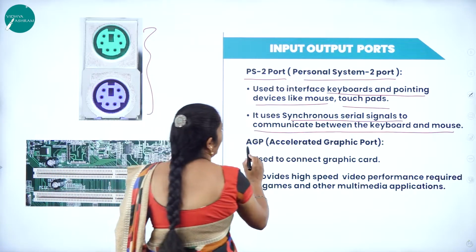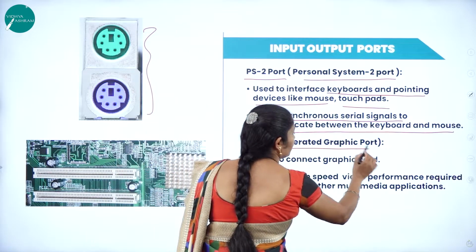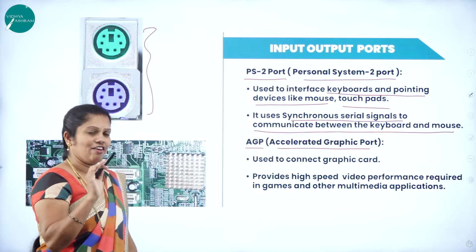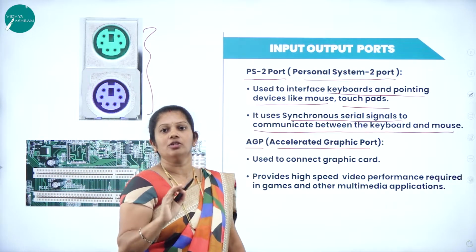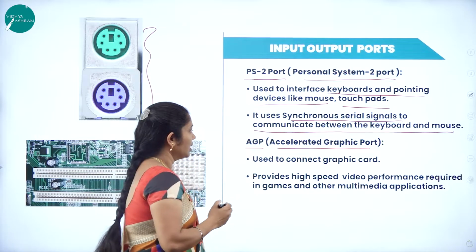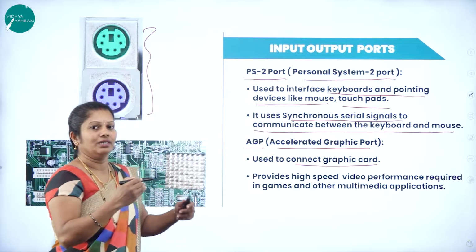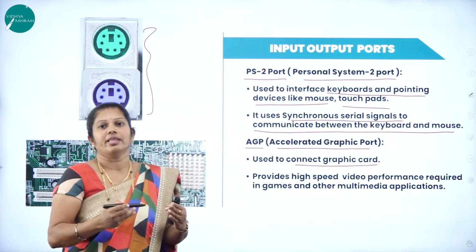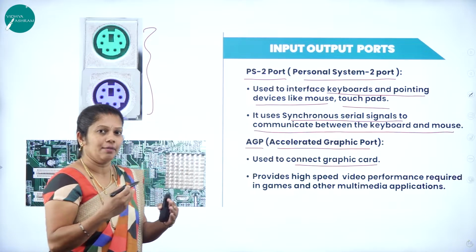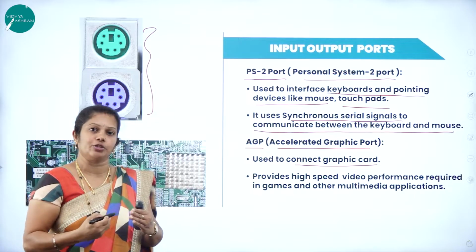The next one, the AGP port, that is the accelerated graphic port. Accelerated graphic. If you see the word graphic, it mainly relates to video purposes. It is used to connect graphic cards. Consider whatever system you have: if the graphic is not displaying properly or the pixels are very few, then by using an additional graphic card we can increase the pixels on your monitor.